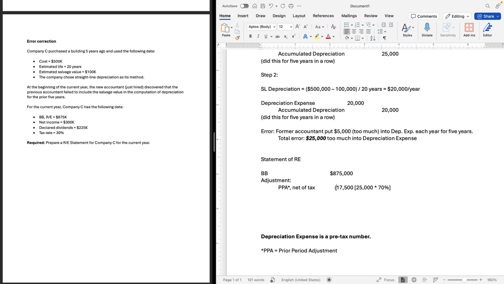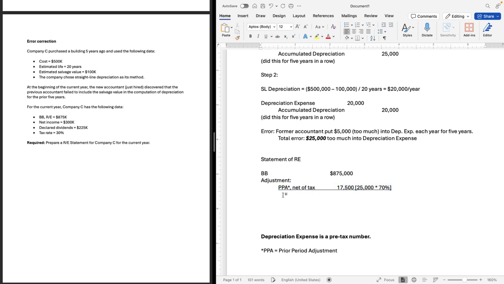So the adjustment here is not a subtraction. The adjustment here is an addition, because the corrective for this situation is to reduce depreciation expense in the prior periods by 25,000. But when you reduce an expense, it causes profits to be higher. And it's the profits, the net income, that goes into retained earnings. So income has to come up by 25,000, but that's a pre-tax number. So you got to make it net of tax at 17,500.